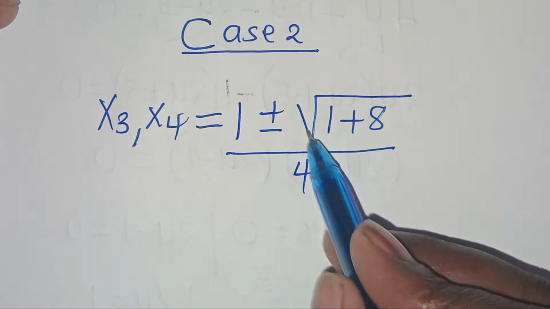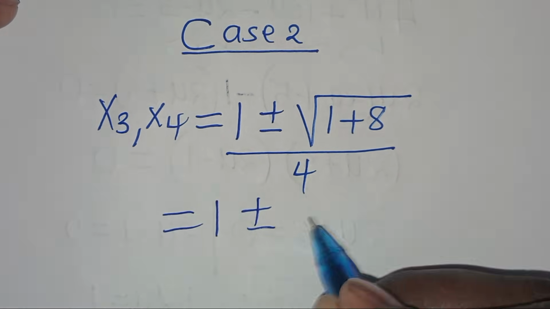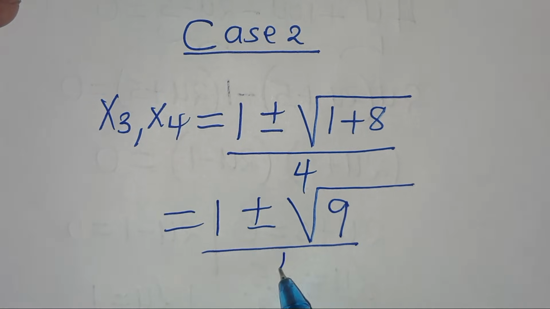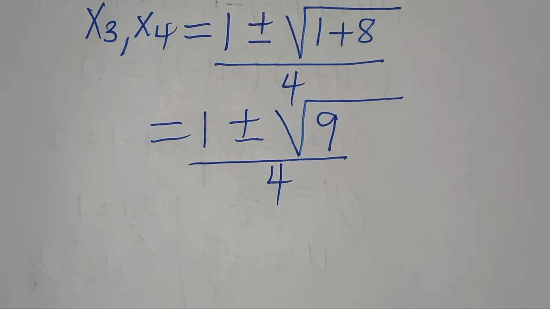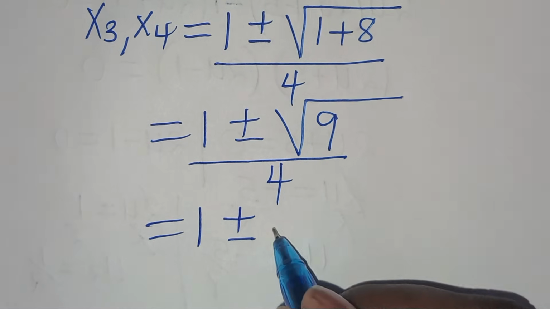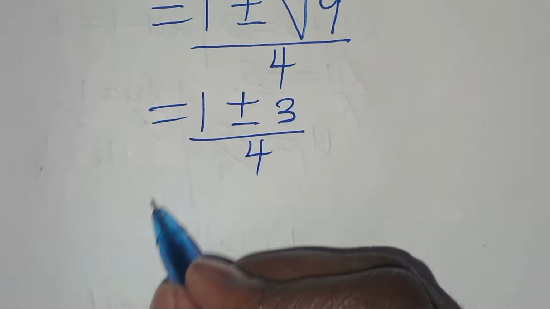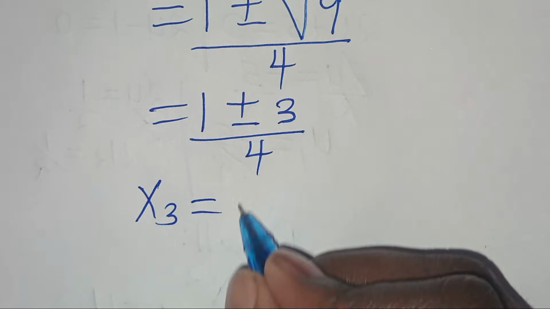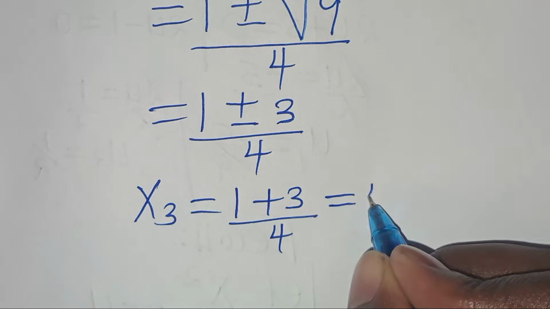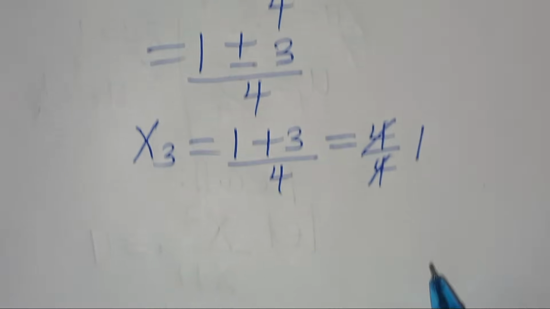Now we have x3, x4. This is 1 plus or minus the square root of 1 plus 8, over 4. So 1 plus 8 is 9, then divided by 4. So we have 1 plus or minus the square root of 9, this is 3, then divided by 4. So we have that x3 is equal to 1 plus 3 divided by 4. This is equal to 4 over 4, and this means that x3 is equal to 1.